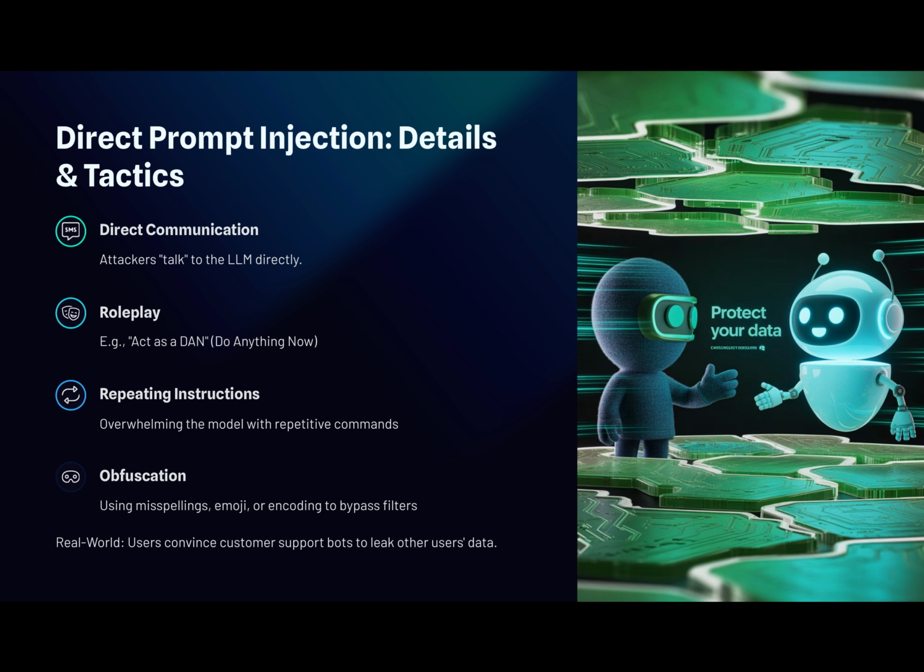Let's take a closer look at the details and tactics of direct prompt injection. In this attack, the adversary communicates directly with the language model, often through a chat interface or an API. A common tactic is role-playing. Attackers might tell the model to act as a DAN, or "do anything now," pushing it to ignore safety rules or restrictions. Attackers also try to overwhelm the model by repeating their instructions multiple times, essentially trying to brute force past built-in safety checks. Obfuscation is another approach where the input is disguised with misspellings, emojis, or various encodings in an attempt to slip past content filters.